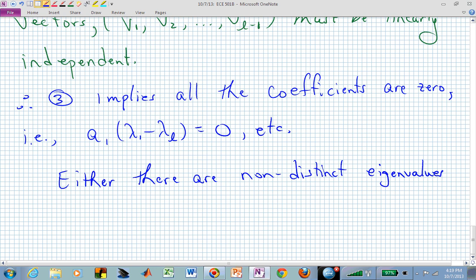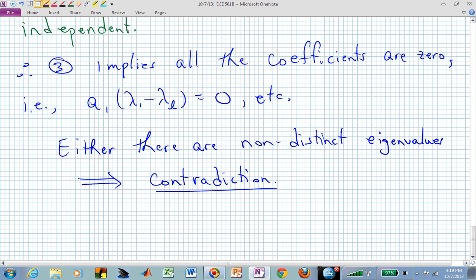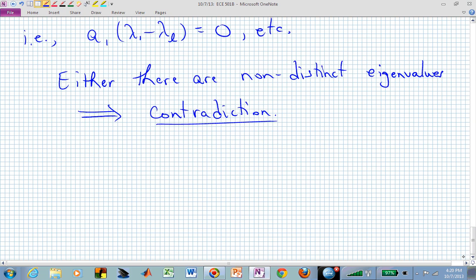Either there are non-distinct eigenvalues, which is a contradiction, which we're looking for since we're doing this proof by contradiction. We started out by assuming that set of vectors was linearly dependent, which is what we're actually trying to prove it is linearly independent, or all of those A sub j's are 0.